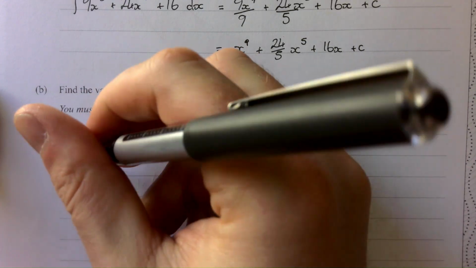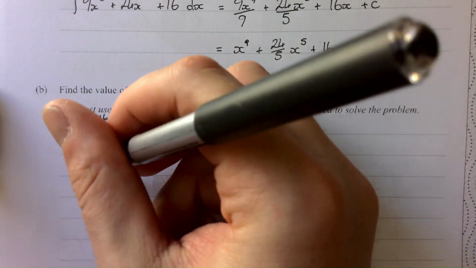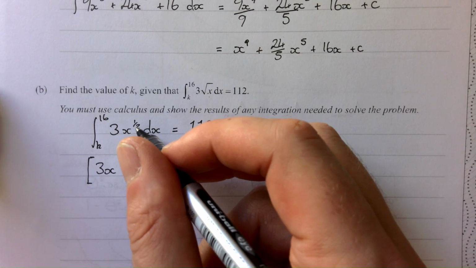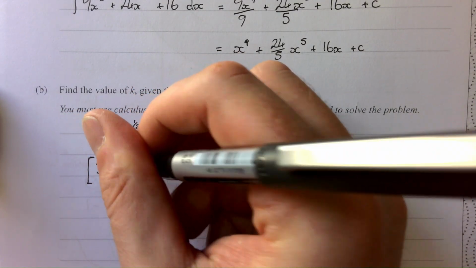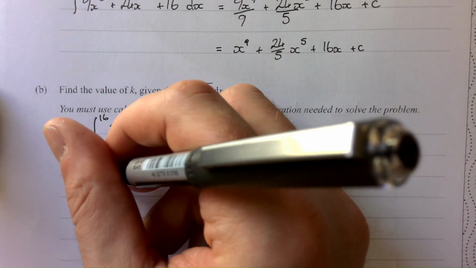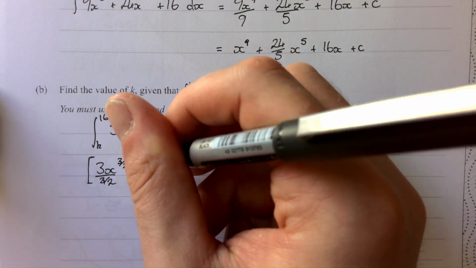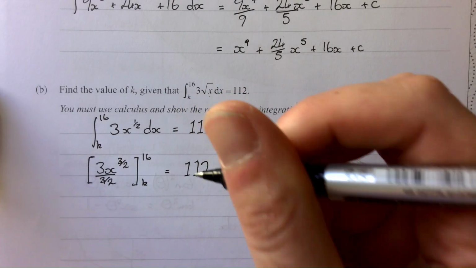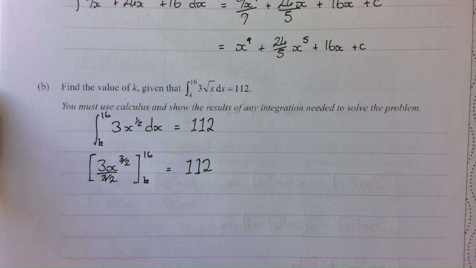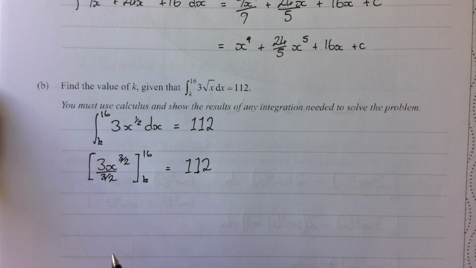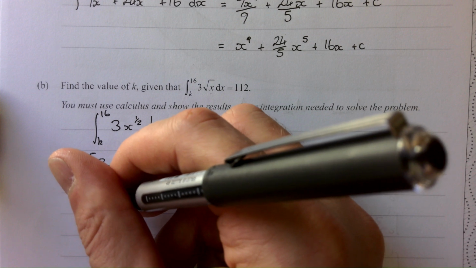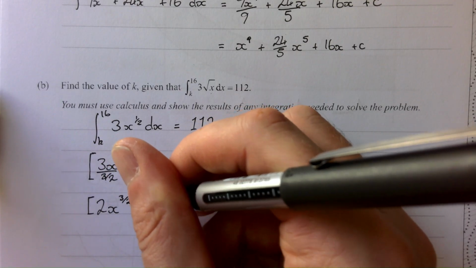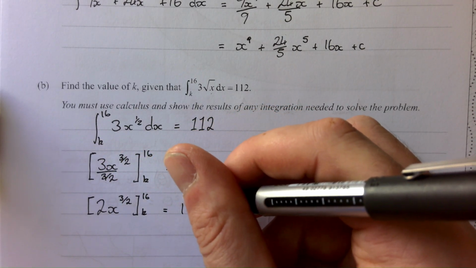112. So then, slapping it straight in my square brackets, I'm going to have my 3x, the power is raised by 1, which is the same as 2 halves. 2 halves plus 1 half is 3 halves, divided by 3 over 2 between 16 and k, and that's going to be equal to 112. Now 3 divided by 1.5 is equal to 2. So just to make my life a bit easier, I'm going to have 2x to the power of 3 over 2 between 16 and k is equal to 112 again.